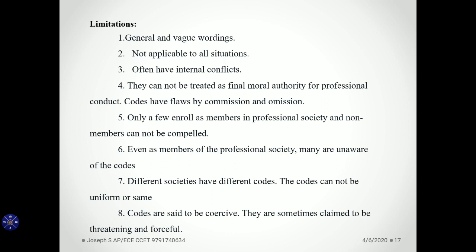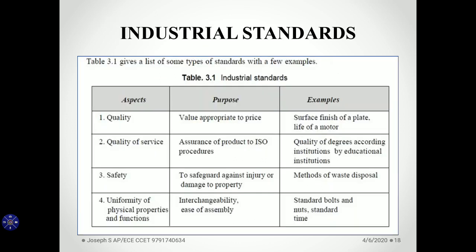So these are the limitations in the code of ethics. And these are the industrial standards, that is, the quality of service, safety, and uniformity. This is the purpose, and what are the examples? For quality, valuing appropriate to price, and examples are surface finish for a plate, and life cycle. So these are the industrial standards, a table which I created.